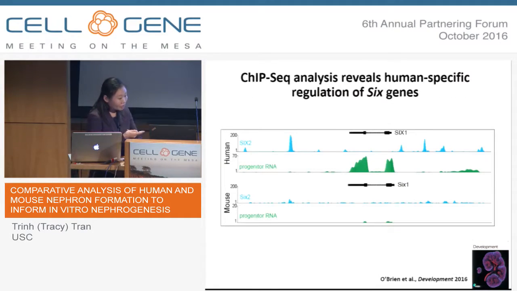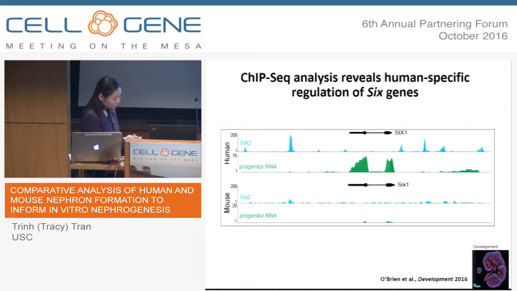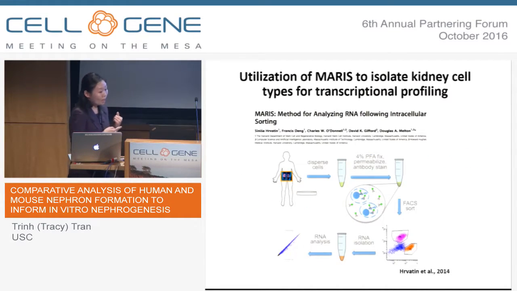We're going further to explore the regulatory network of these two genes, Six1 and Six2, and we found that in the human, only in the human, Six2 is a target of Six1. This work has been published, and we are going to further study the interactions between the regulatory networks of Six1 and Six2. So the mouse work is just one example.